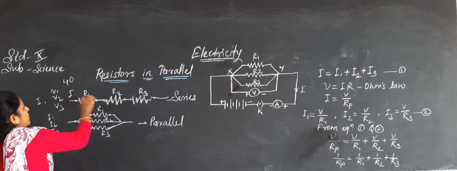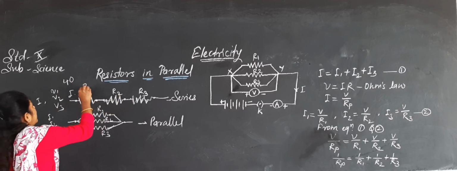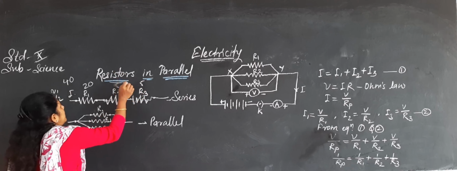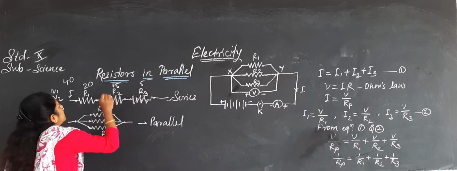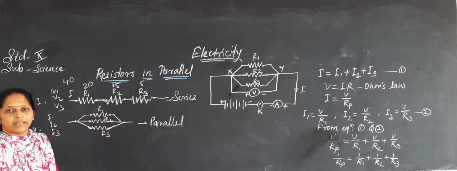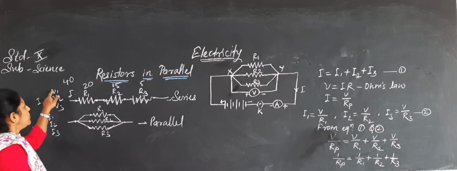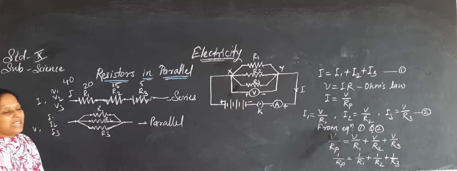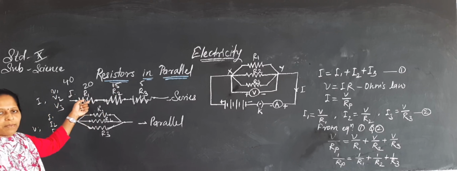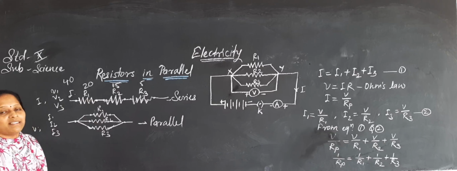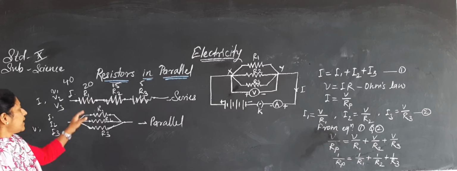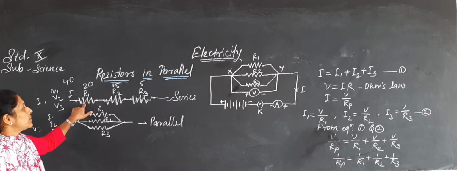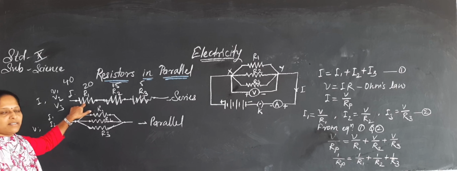So like that, if 40 volts is given here, it is divided like 20, 15 and 5. Sorry, 20, 15 and 5. Like this it is dividing. That is nothing but V1, V2 and V3. The potential difference is shown across R1, R2 and R3. It is different for each, but the current flowing is the same. That is the series connection.